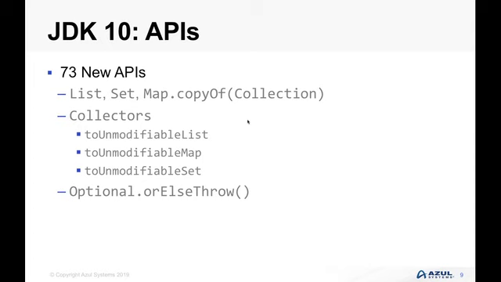Similarly, for the Collectors utility class with streams, what you can now do is have a terminal operation in terms of a collector, which will collect to an unmodifiable list, map, or set. The last method that I've shown here is in the Optional class, and that's a new method called orElseThrow. Now, this actually does exactly the same as the existing get method, but is a bit more explicit in terms of telling you what it does. So it will throw an exception if there's not a reference inside the Optional.